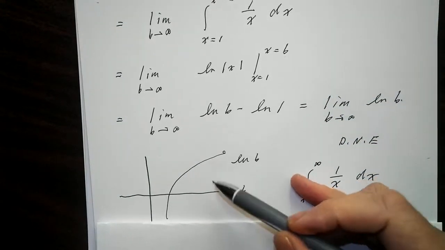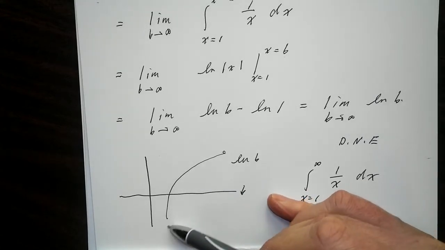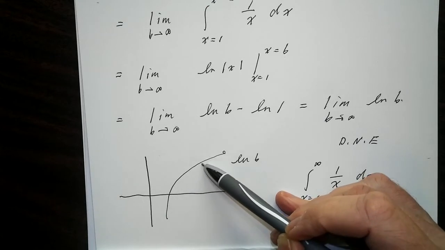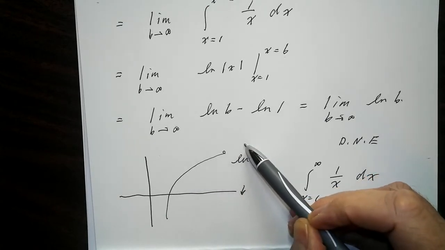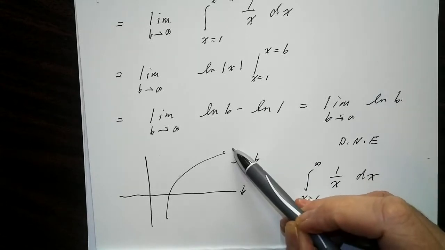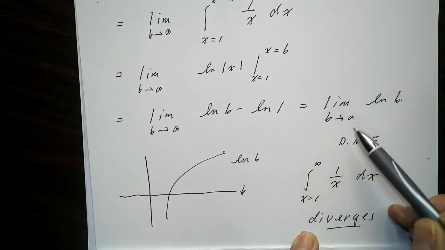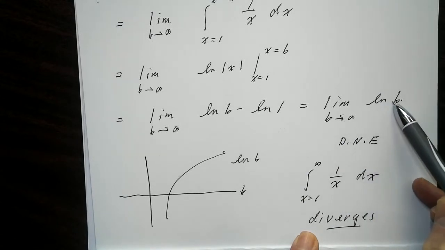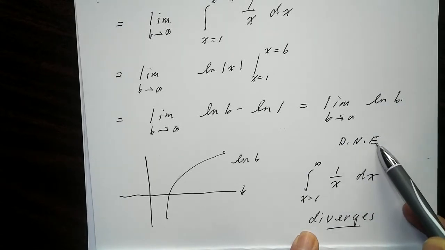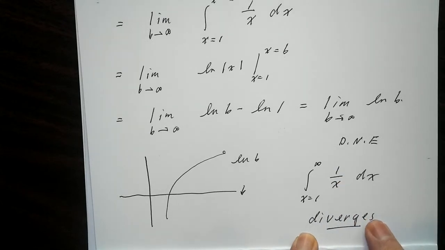So here's the graph of the natural log function. I'm labeling my axis b. There's the natural log of b. Now this function has an asymptote at the origin. As b gets larger and larger and larger, the natural log curve grows and grows without bound. There's no horizontal asymptote. The natural log curve keeps going up forever. So we would say the limit as b goes to infinity of the natural log of b, that limit does not exist. And because that limit does not exist, we say that the improper integral from 1 to infinity, 1 over x dx, we say that that improper integral diverges.